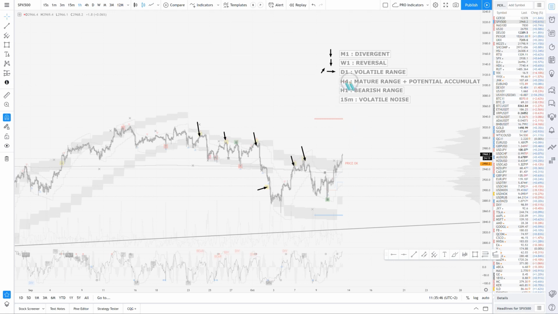In here, we've got a potential accumulation. So that would be neutral, but bearish tainted. Like we're trying to go bearish on this range. This one is pretty much bearish oriented. And the 15-minute is just sideways. It's just pure noise. So how do you deal with that?